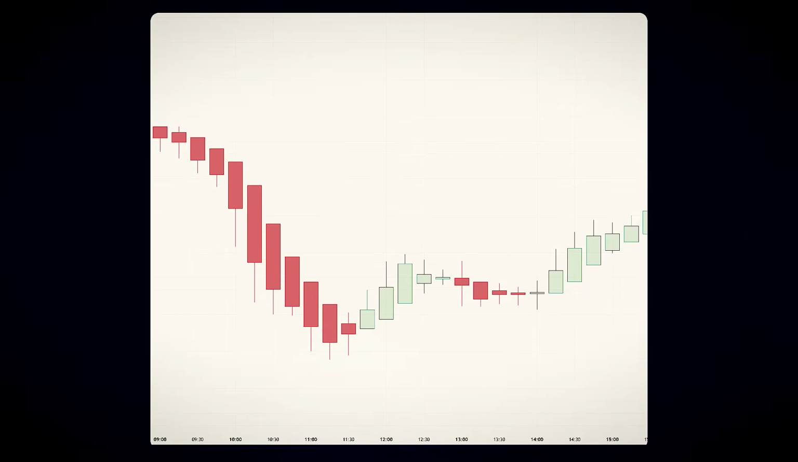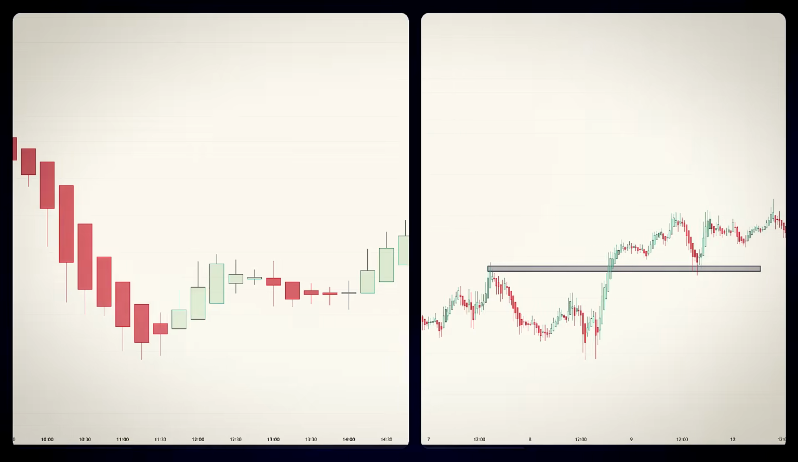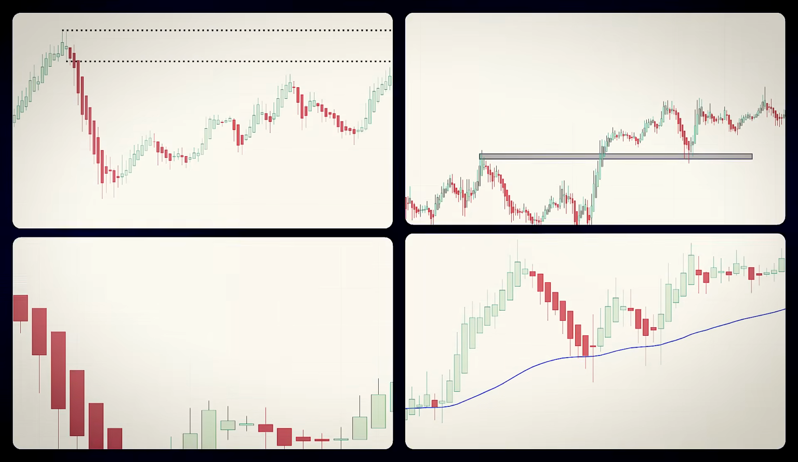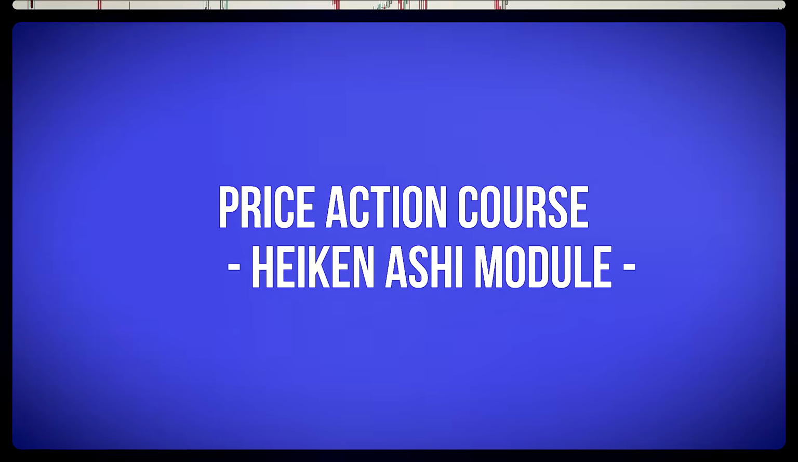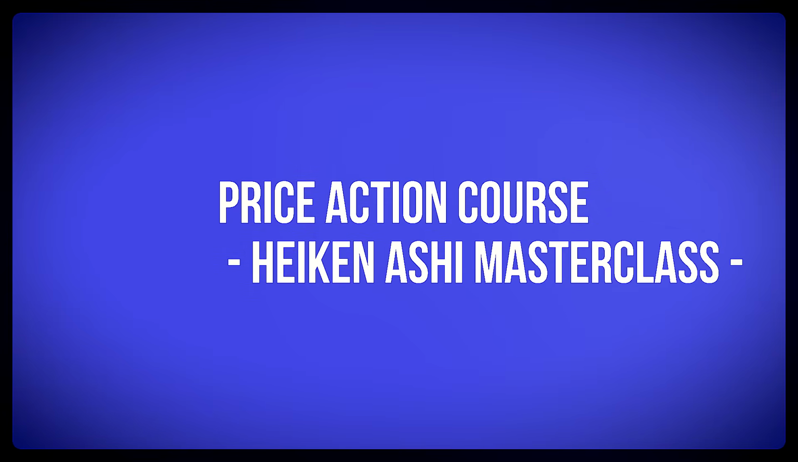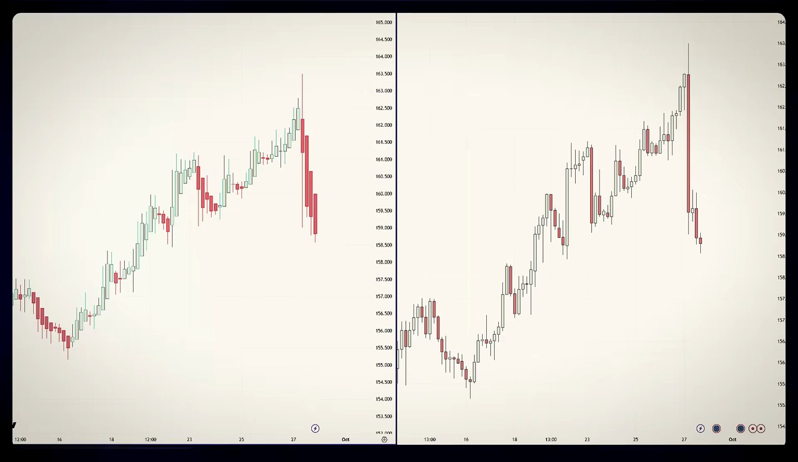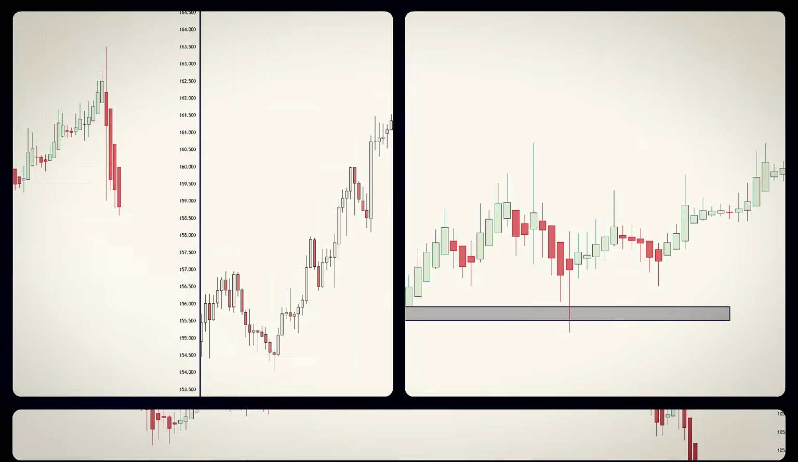Price action is often overcomplicated and even confusing for many traders. Well, Heikin Ashi candles simplify everything. Pay attention, because this will be your ultimate price action guide using Heikin Ashi candles.